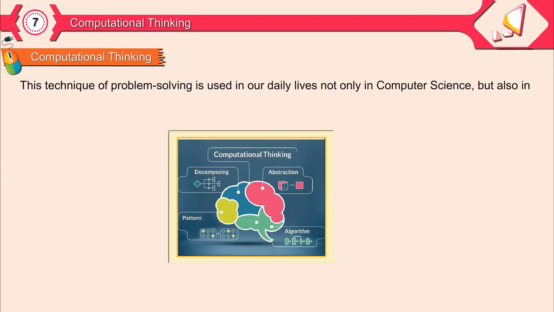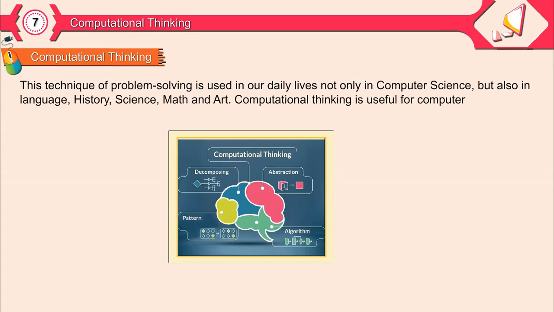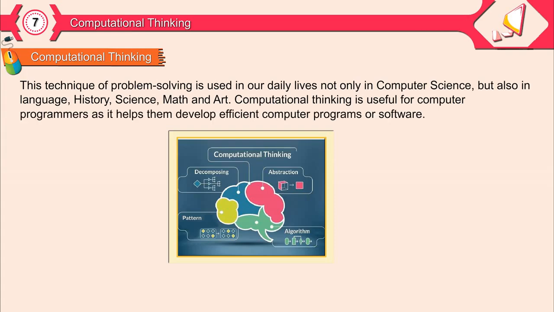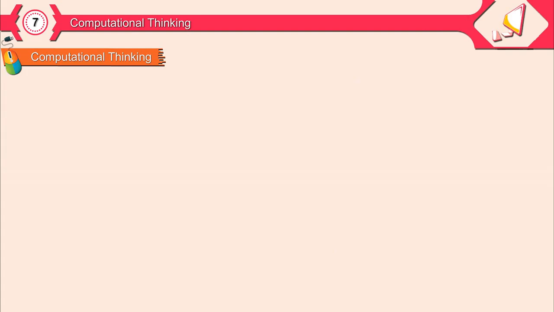This technique of problem solving is used in our daily lives, not only in computer science, but also in language, history, science, math, and art. Computational thinking is useful for computer programmers as it helps them develop efficient computer programs or software.